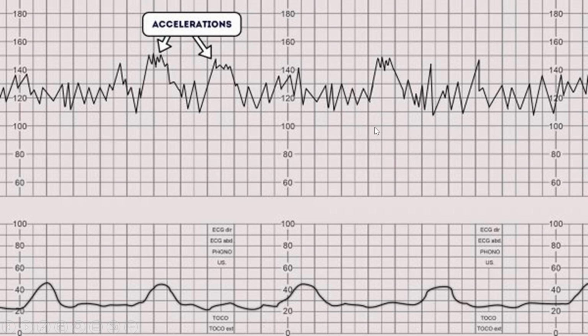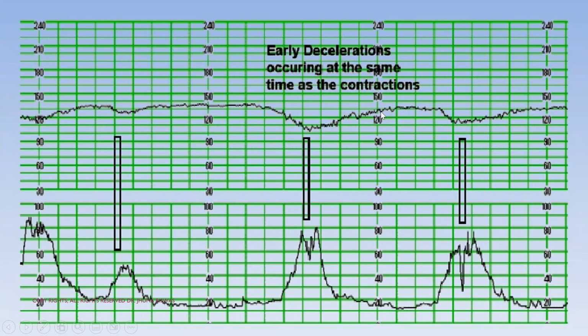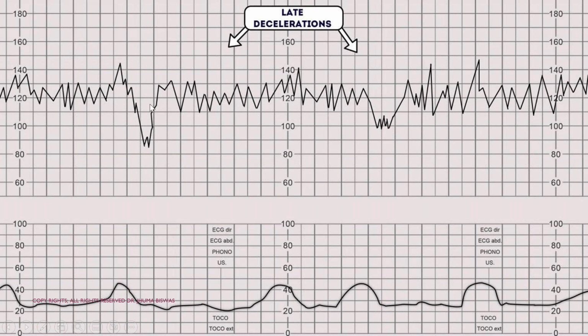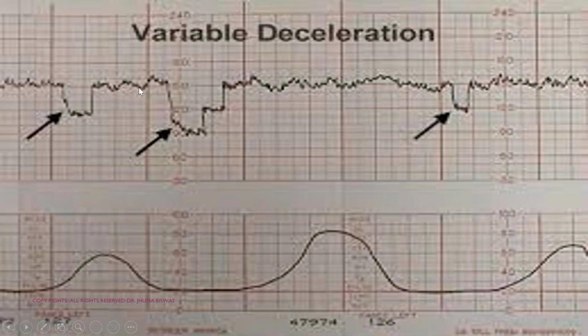This is another acceleration. The next is deceleration, early deceleration. Here you can see there is a slowing of the fetal heart rate, and it coincides with the uterine contraction. So these are the early decelerations. In the late deceleration, you can see that it's later than the uterine contraction. Every deceleration is later than the uterine contraction. So these are the late decelerations.